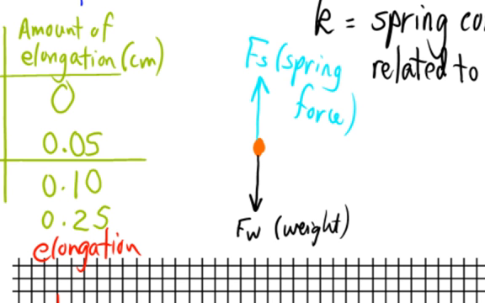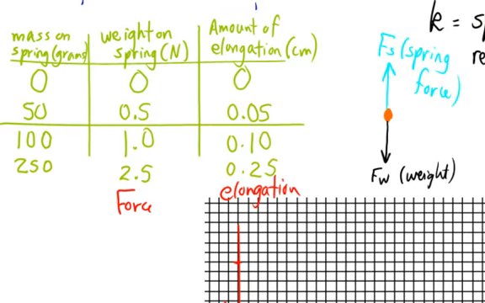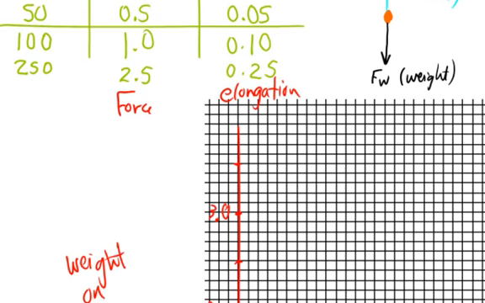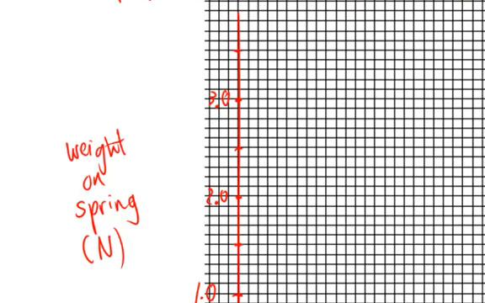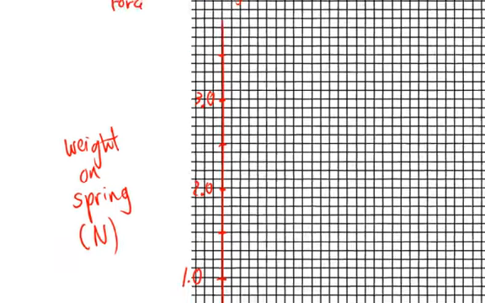And what I claim is that when the weight is not vibrating, when the weight becomes stationary, those two forces are in equilibrium with each other, so that the amount of force that the spring exerts upward is going to be equal to the weight downward. And that's the reason that I have put here on this axis the weight of the spring on the vertical axis. Now I want to plot some points.